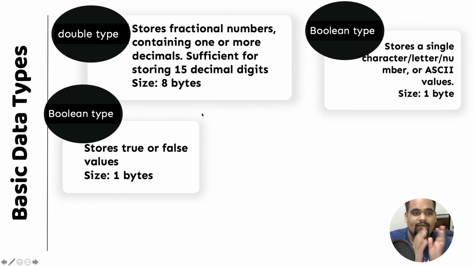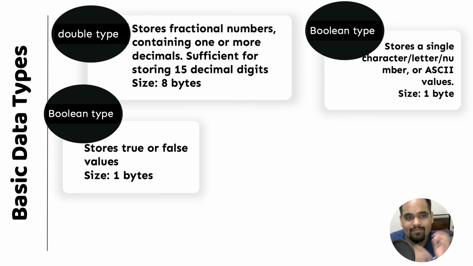Then we move on to the next one, which is double. Double simply means it's going to double the float type. So float was 4 bytes; this is 8 bytes, and stores fractional numbers containing 1 or more decimal points, and is sufficient for storing 15 decimal digits. 15 decimal digits, you can store in a double.